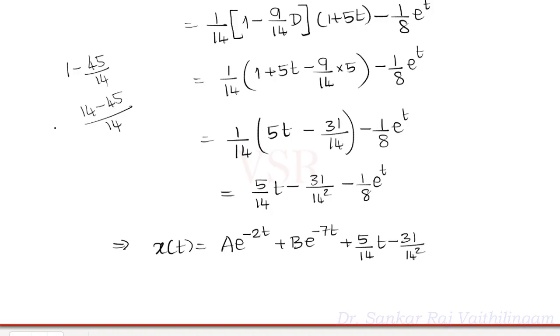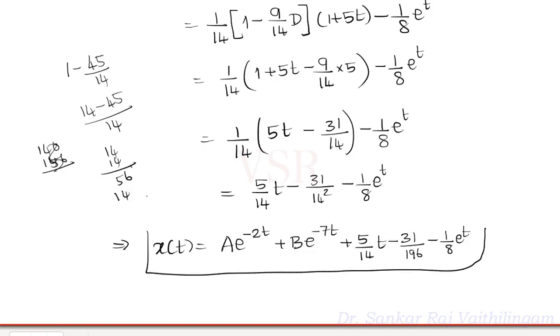Okay, 14 square comes to 14 4s are 56, 140. So what do we get, 14 by 14, so 196. So I will write this as 196. So this is equal to 196 into minus 1 by 8 e to the power t. So this is my x of t only.